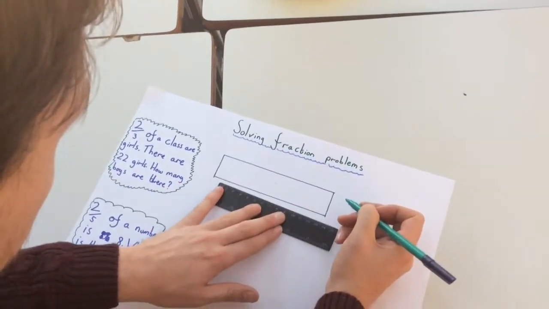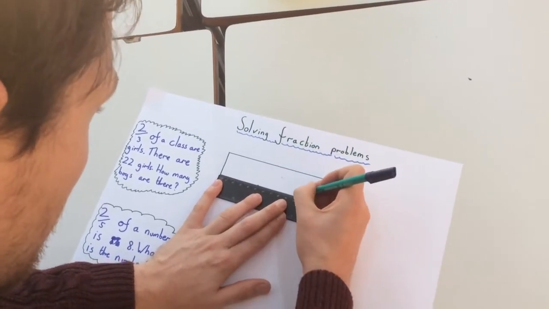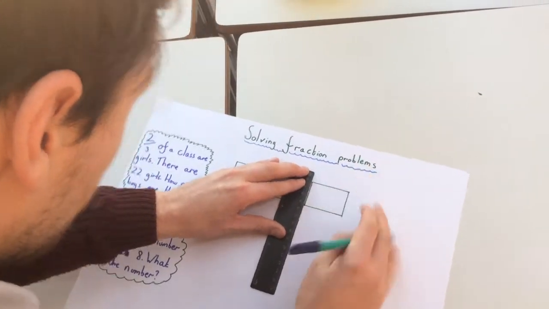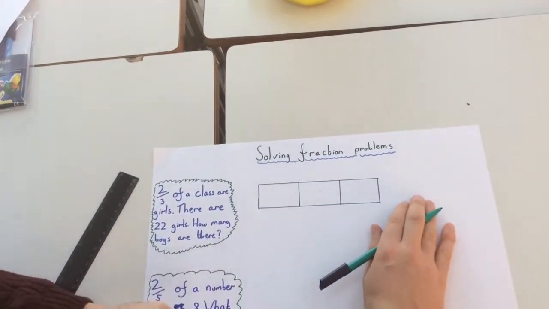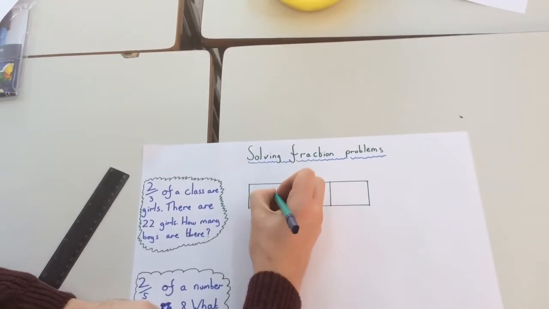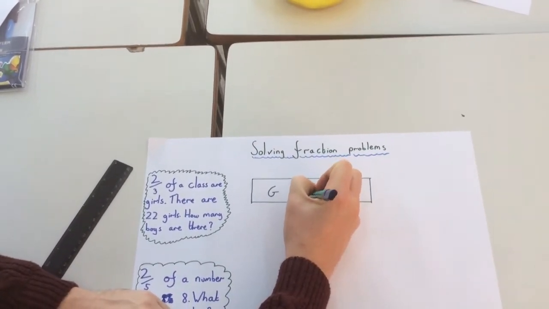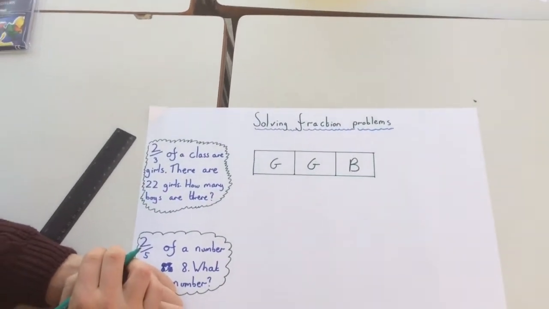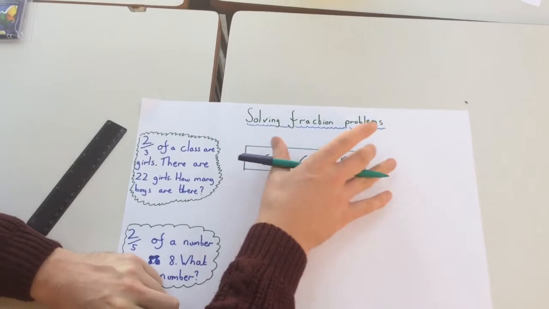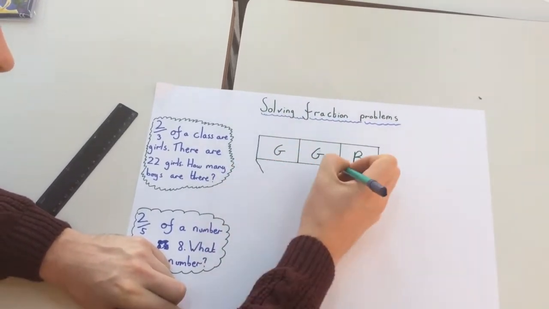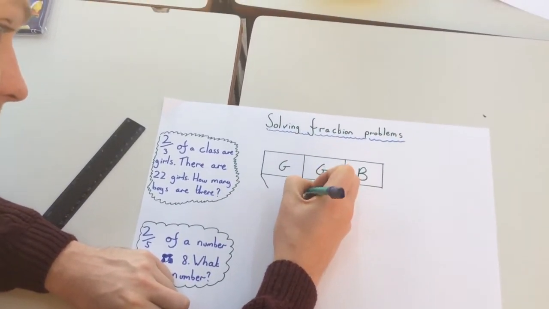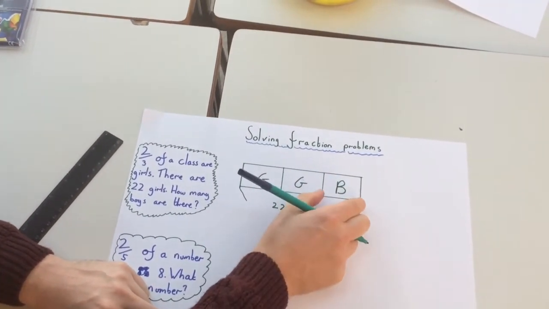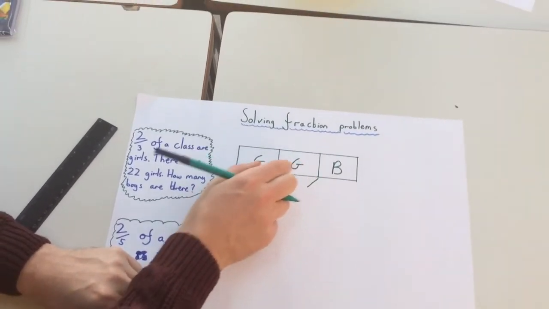Okay, so if I break my bar into 3 equal parts, because we're talking about thirds, what we're saying is that 2/3 are girls. So this is girls, so this must be boys. Now there are 22 girls, so the whole isn't 22, this part is 22. Now I want to know how many boys there are. Well, the boys is worth one of the girls there.